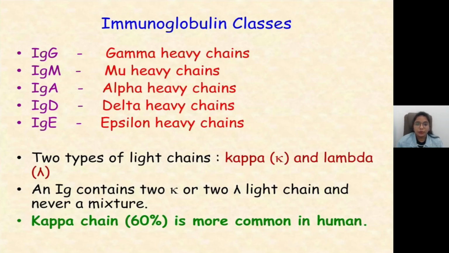Now come to the immunoglobulin classes. What are the immunoglobulin classes? It means what types of immunoglobulins we have: IgG, IgM, IgA, IgD, IgE. Ig means immunoglobulin. These have gamma heavy chain, mu heavy chain, alpha heavy chain, delta heavy chain, and epsilon heavy chain, right? Two types of light chain we have, kappa and lambda, and they can never mix together, right? Kappa is more common in humans, about 60% of chains are kappa, right?